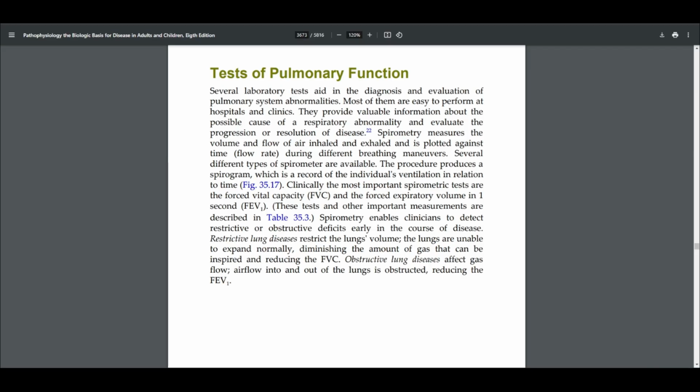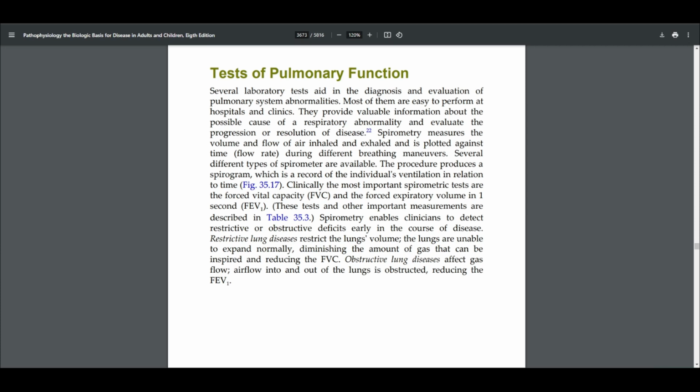Spirometry measures the volume and flow of air inhaled and exhaled, and is plotted against time, that flow rate, during different breathing maneuvers. Several different types of spirometry are available. The procedure produces a spirogram, which is a record of individual ventilation in relation to time. Clinically, the most important spirometric tests are the forced vital capacity, your FVC, and the forced expiratory volume in 1 second, your FEV1. These tests and other important measurements are described again in that earlier table.